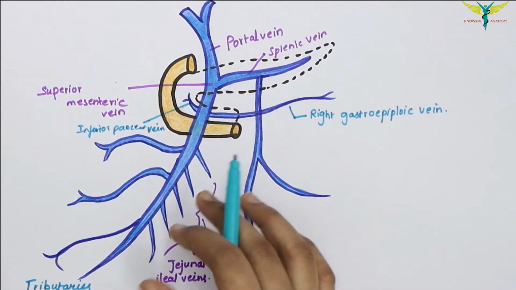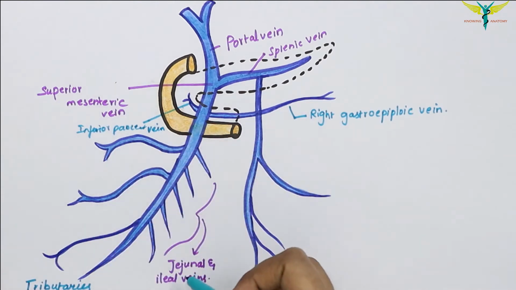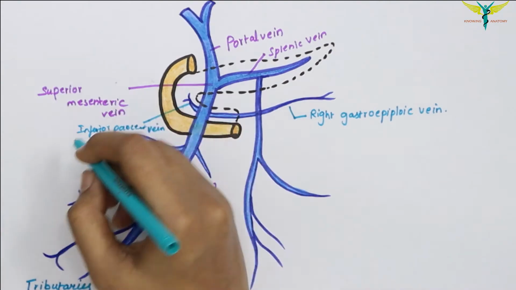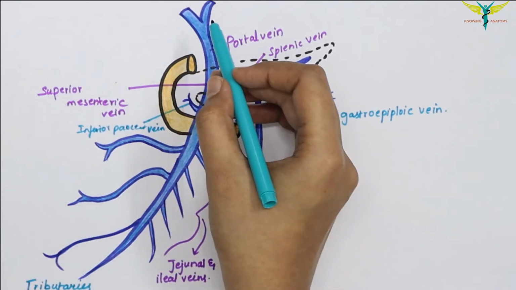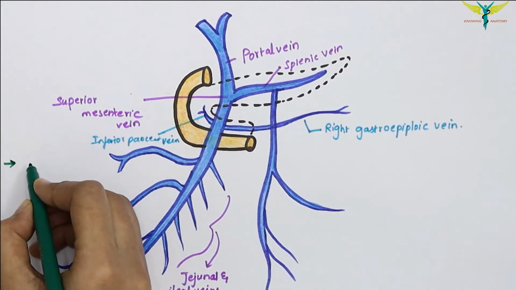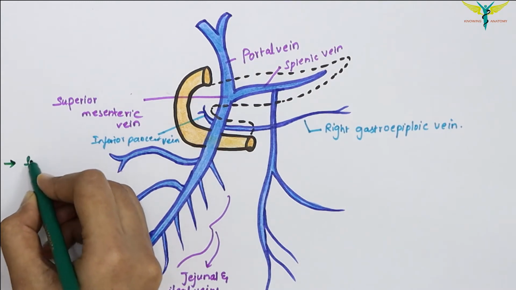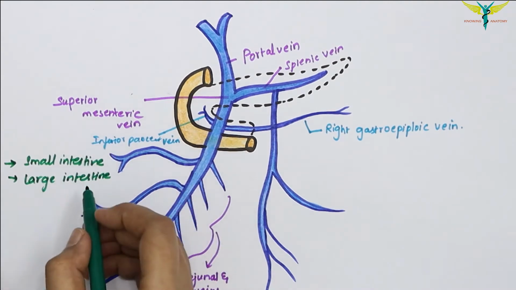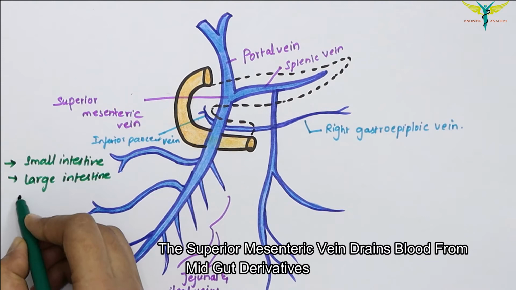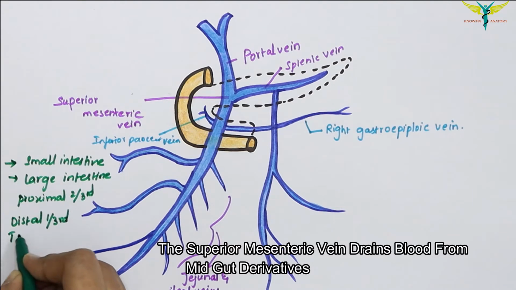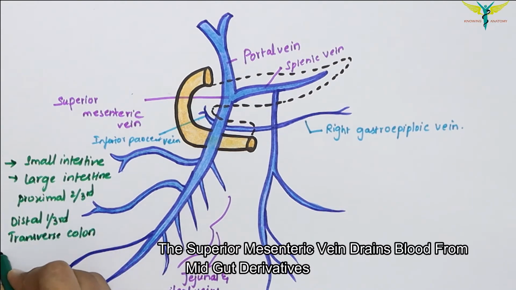Superior mesenteric vein drains the venous blood from the small intestine, which is rich in nutrients, and the large intestine up to the junction of the proximal 2/3 and distal 1/3 of the transverse colon, the stomach and also the pancreas. So remember, the superior mesenteric vein drains the venous blood from the small intestine, large intestine, that is up to the junction of the proximal 2/3 and the distal 1/3 of the transverse colon, the stomach and the pancreas.